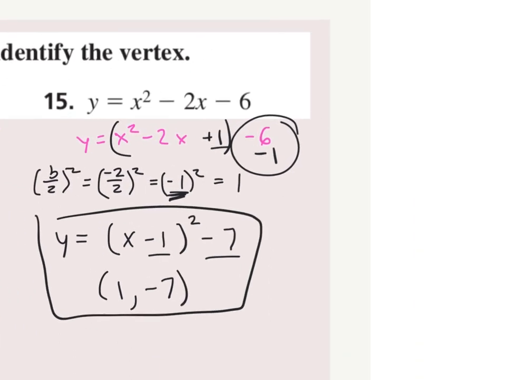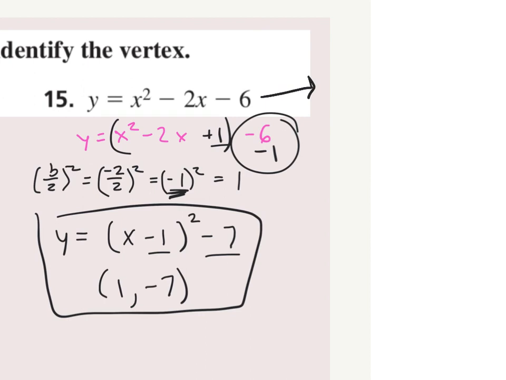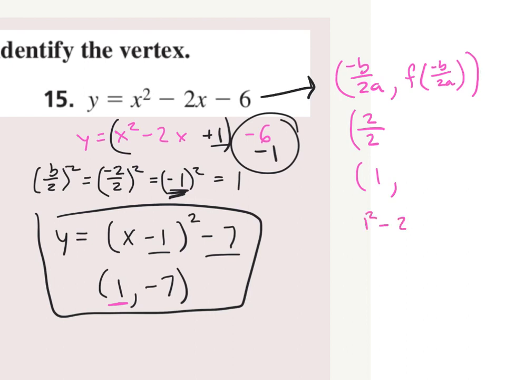If we wanted to, we know how to find our vertex from standard form, which is negative b over 2a, comma, and then we have to plug that number in to find our f of negative b over 2a. So our negative b would be 2. 2 times a would be 2. So 2 over 2 is 1, which matches our vertex that we found. And then we plug 1 into our equation. So this would be 1 squared minus 2 times 1 minus 6. So this is 1 minus 2 minus 6, which is negative 1 minus 6, which is negative 7.